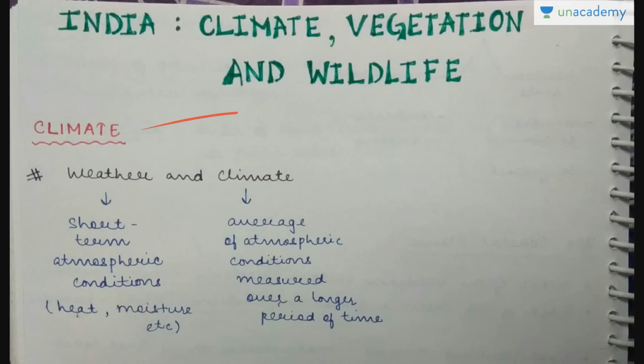Now there is a huge difference between the terms weather and climate. Many people often tend to confuse between them. You should not. So just see what is the difference. Weather is the short term atmospheric conditions, like heat, moisture and how they move, how the transfer of heat or moisture takes place. All this, but for the shorter term period. So that is weather.